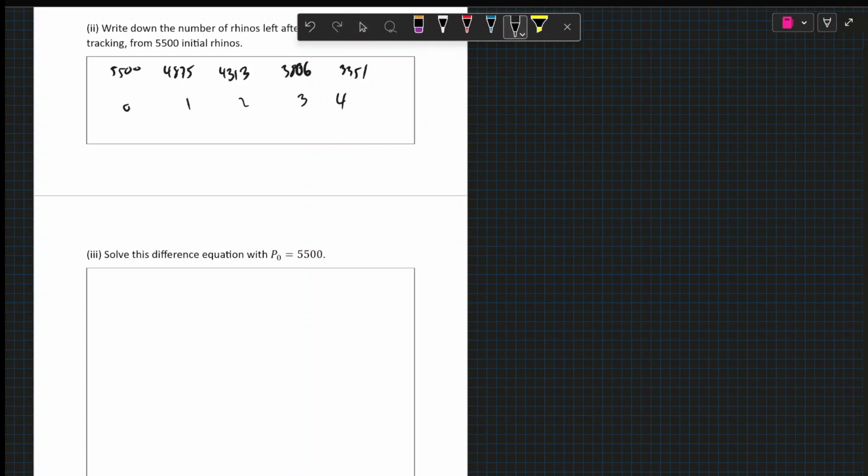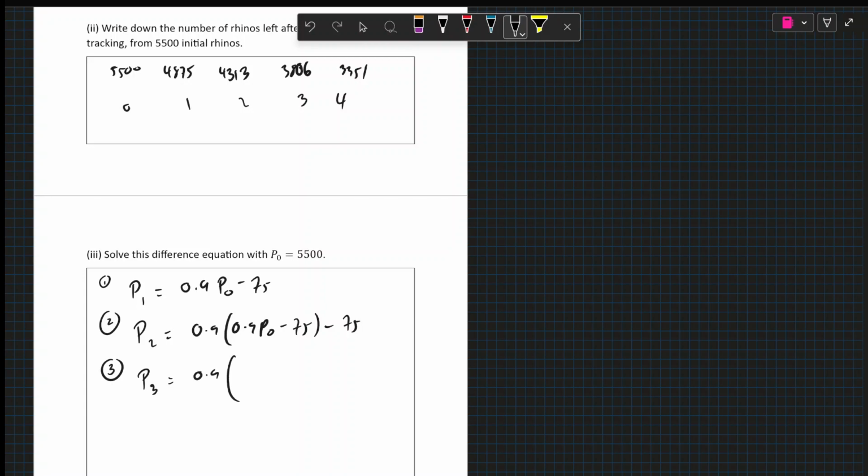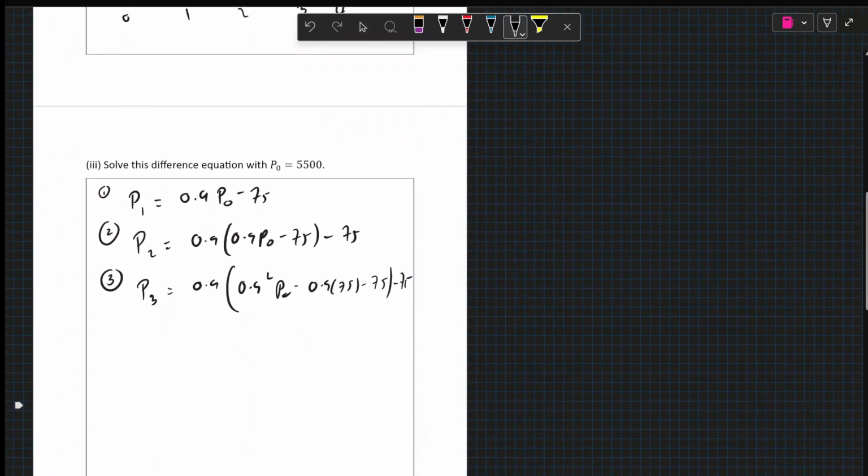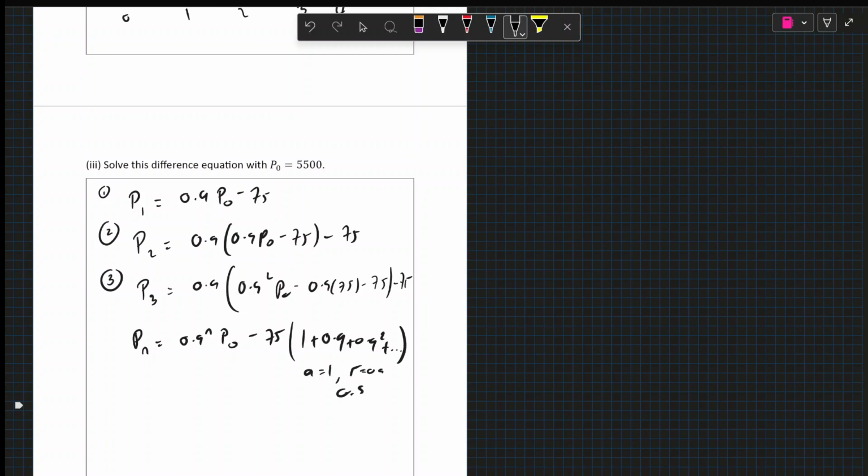Firstly, if we let n equal 1, we get P1 is 0.9 P0 minus 75. Then P2 is 0.9 P1, which is 0.9 squared P0 minus 0.9 times 75 minus 75. Then P3 is 0.9 times this, which I'll write as 0.9 cubed P0 minus 0.9 squared times 75 minus 0.9 times 75 minus 75. So what we get is that Pn is 0.9 to the power of n P0 minus 75 times a geometric sequence, where a is 1 and r is 0.9.